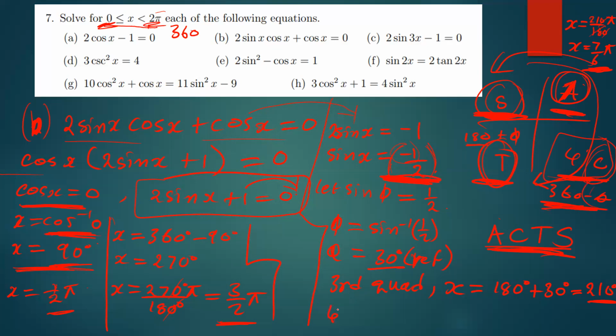So in the fourth quadrant, we're going to find x by saying x is equal to 360 degrees minus the reference angle, which is 30 degrees. And this will give us 330 degrees. So in this question, you have 4 answers. You have this one, you have that one, you have 210, you also have 330. If you want, you can convert them to radians and get your final solutions in radians.